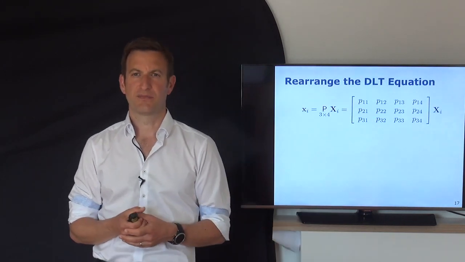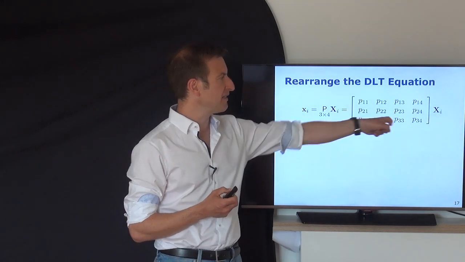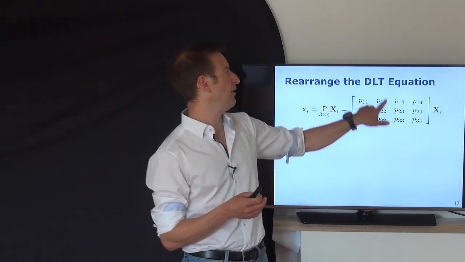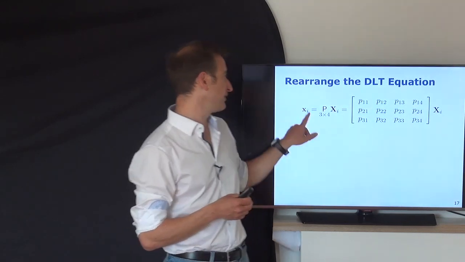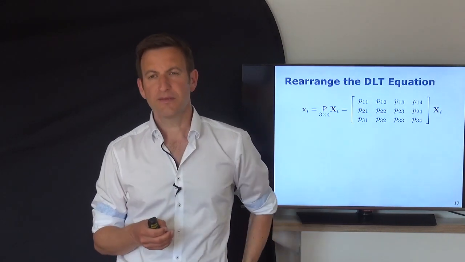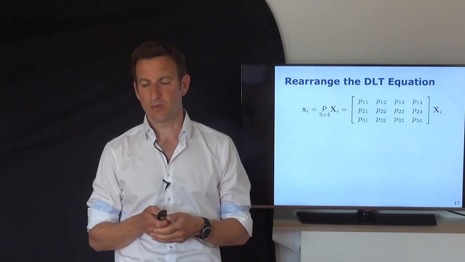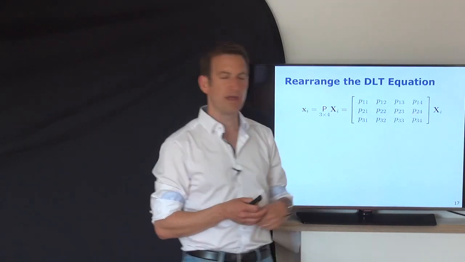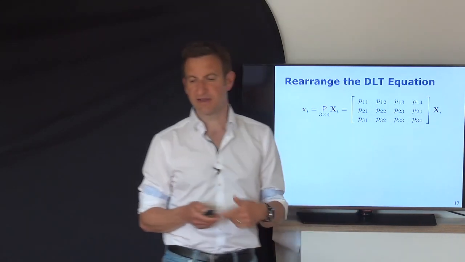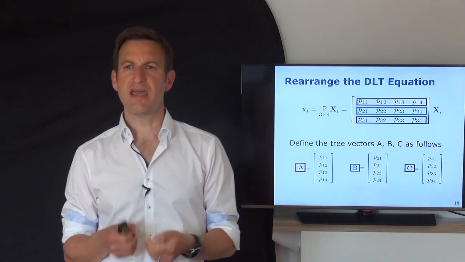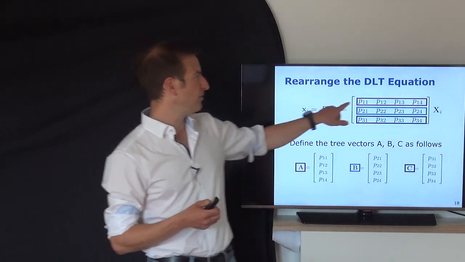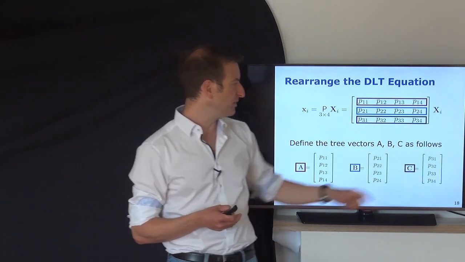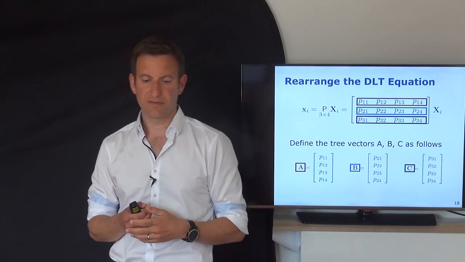So let's see how that works. We write down x equals PX and expand our matrix P so that we have the 12 elements in there from p11 to p34. And these are our unknown parameters that we want to estimate. This x is given and this X over here is given. The first thing we do, we slightly rewrite that equation by saying, okay, let's take those numbers and group them together as a vector called a. Let's take those and group them as a vector called b, and this one as a vector called c. So we define 3 new vectors, a, b, and c, as follows, so that a transpose gives me the first row of the matrix P, b transpose gives me the second row, and c transpose gives me the third row of my projection matrix.